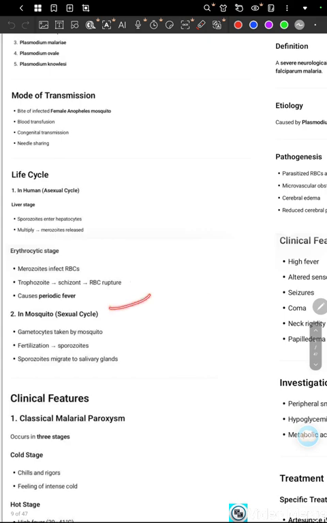Now these gametocytes are taken up by the mosquito in the sexual cycle. These gametocytes are then fertilized in the gut to form the zygote, and in the ookinete stage, oocyst stage, it then travels to the salivary glands of the mosquito, and further transmission happens.